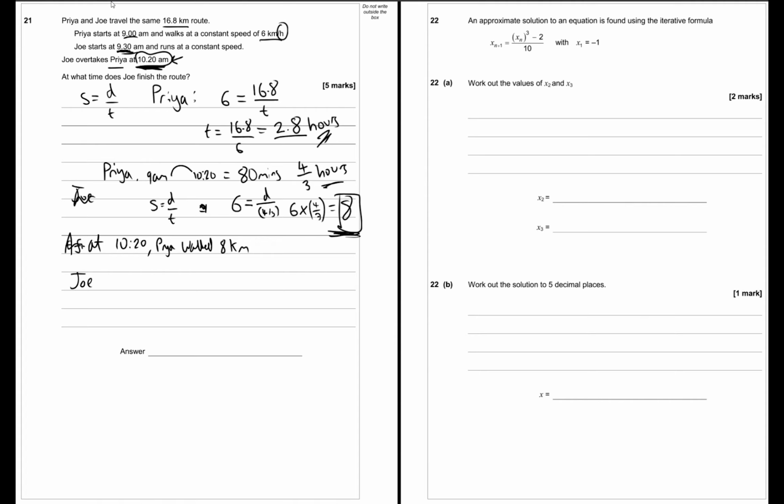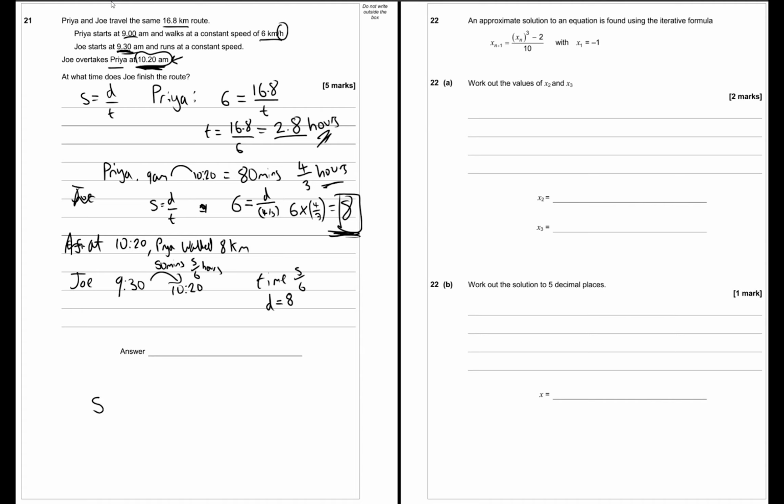So he goes from 9:30 to 10:20 because they meet at the same point. So he's got 50 minutes. Let's put that into hours. That'll be 5/6 of an hour. So we know his time. His time for Joe is 5/6. Do we know his distance? We do. His distance is going to be the same as Priya's distance, which was 8. So we've got time, we've got distance, we don't have speed.